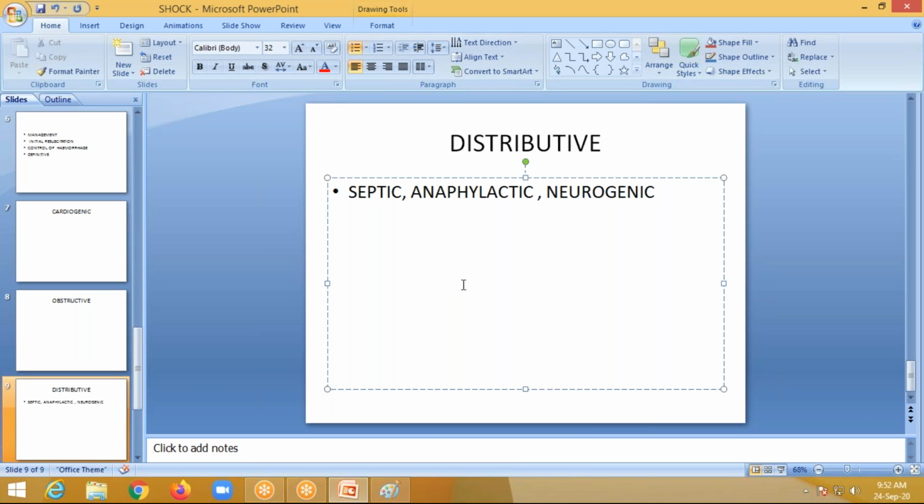Anaphylactic shock is due to allergy. It is a type of allergic shock. Due to this allergy, peripheral vasodilation will be there, and the same thing. In neurogenic shock, normally if normal nerve supply is there, vasoconstriction will occur peripherally. If a neurogenic block is there, vasodilation will occur.